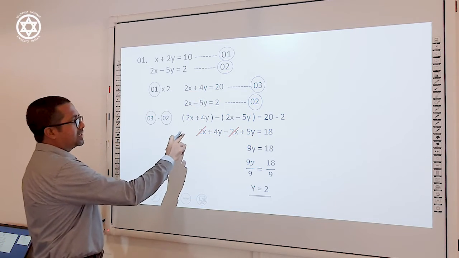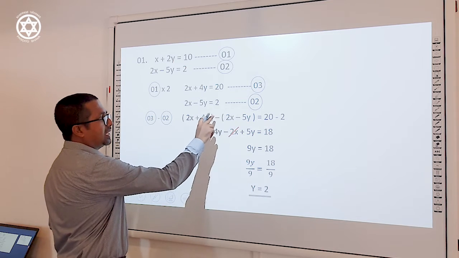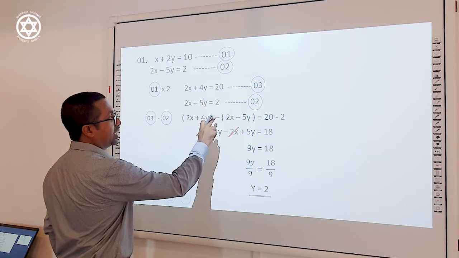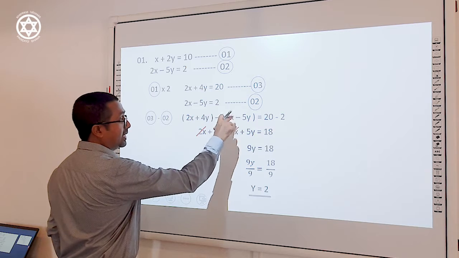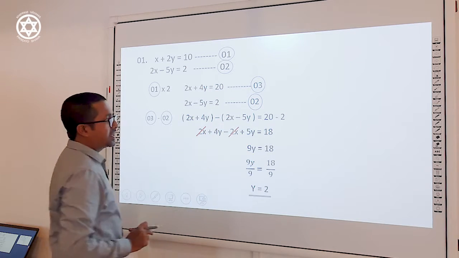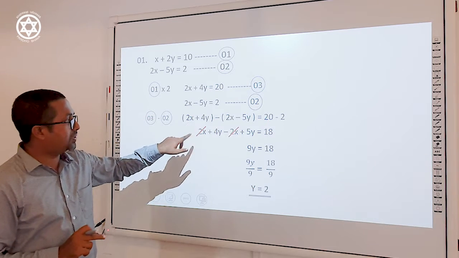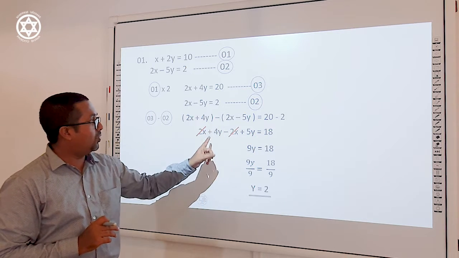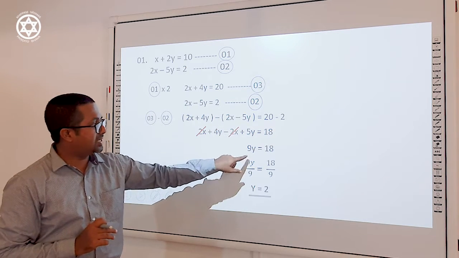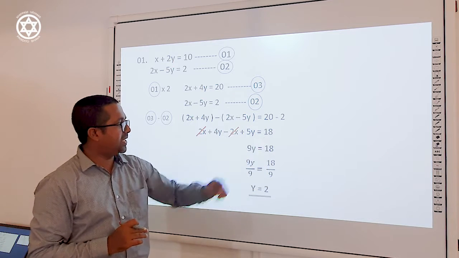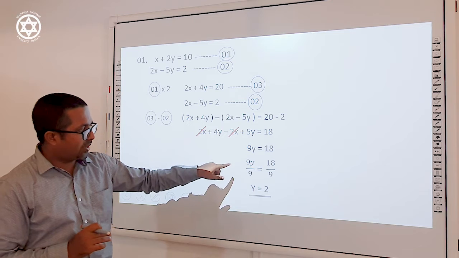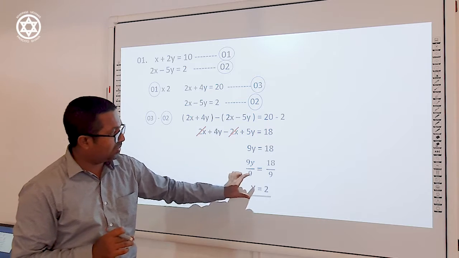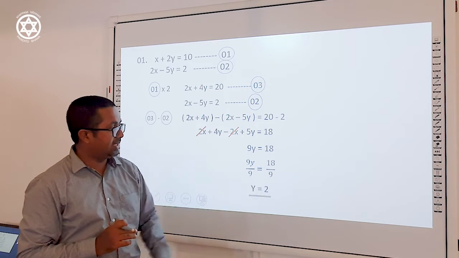And then you can remove the brackets. You should multiply each term in the bracket by the negative sign: negative times positive 2x gives minus 2x, and again minus, minus is converted to plus, plus 5y, equals 18. Here 2x is positive and here it is negative, so they cancel, and 4y and 5y remain. The sum of them is 9y, and the right hand side value is 18. Then 9y equals 18, and you can divide both sides by 9 to make y the subject. Now the value of y is 18 over 9, which equals 2.